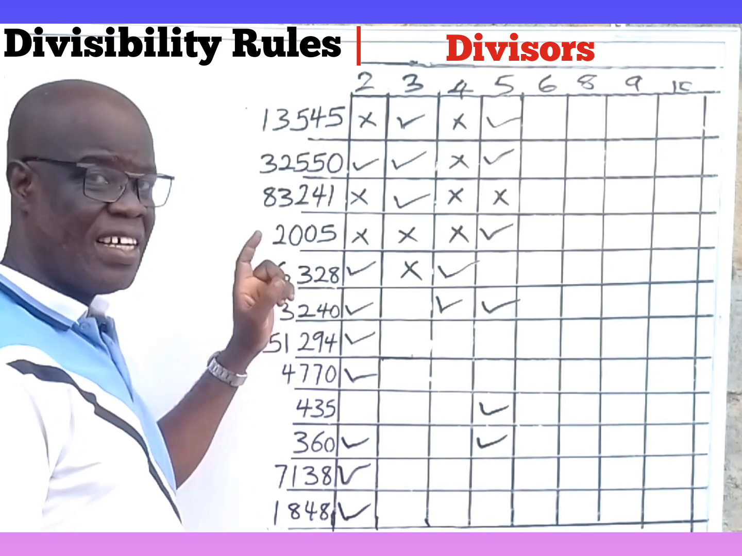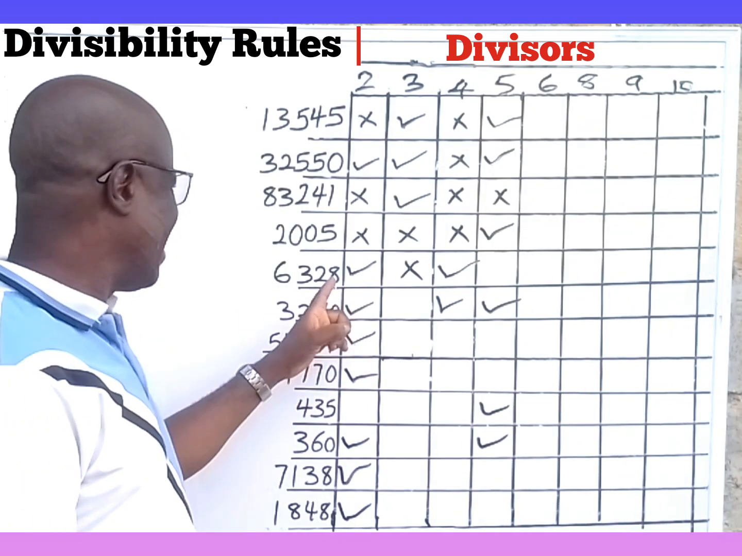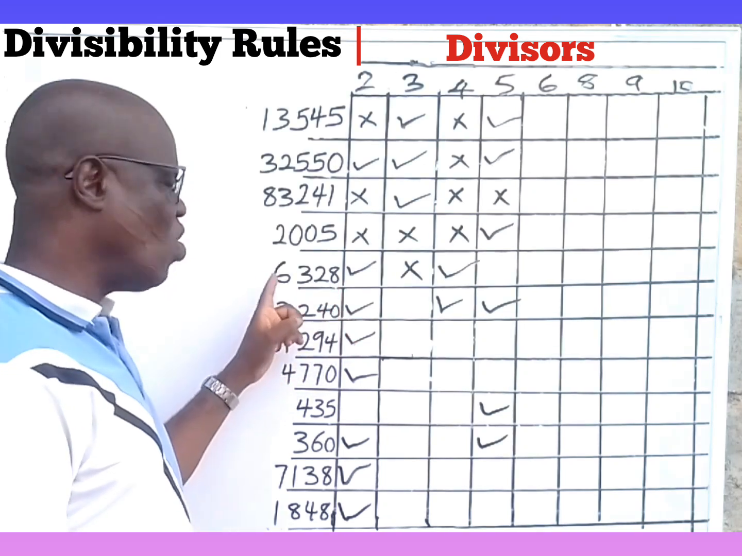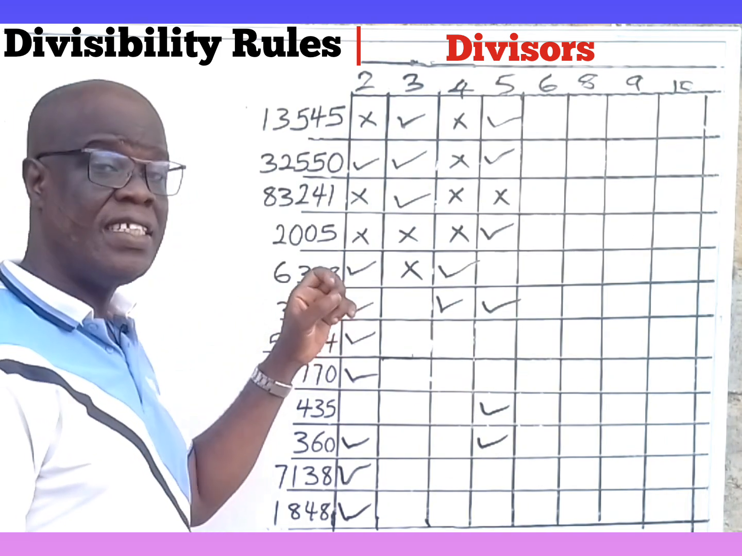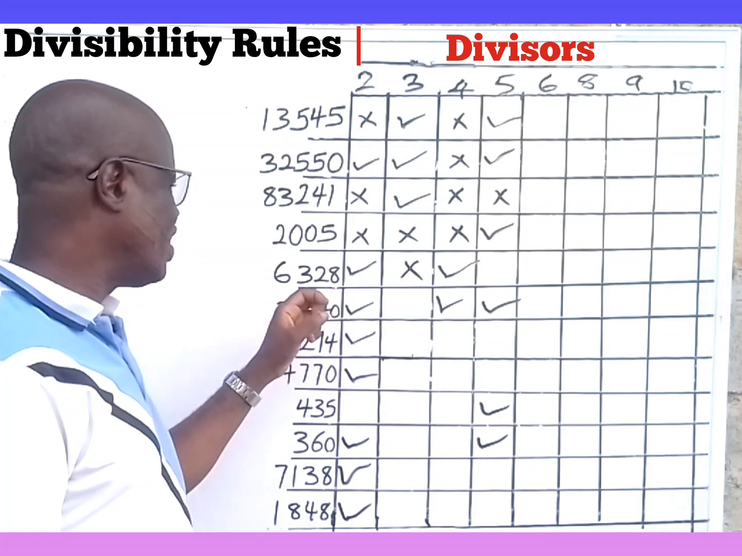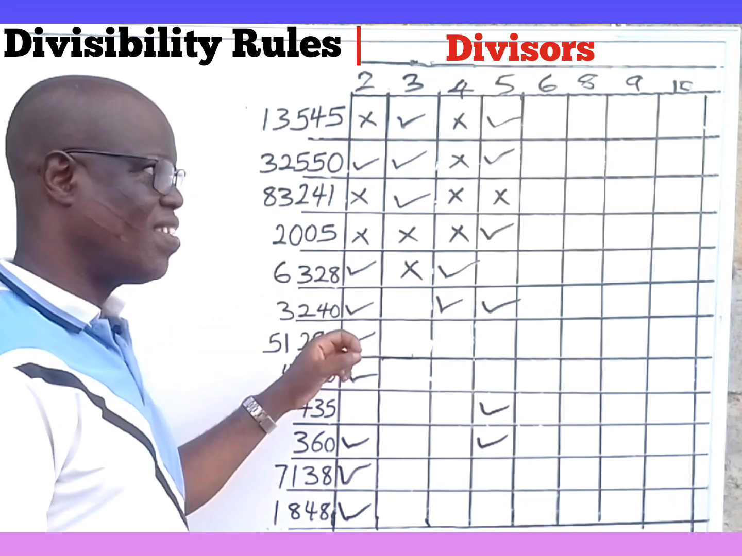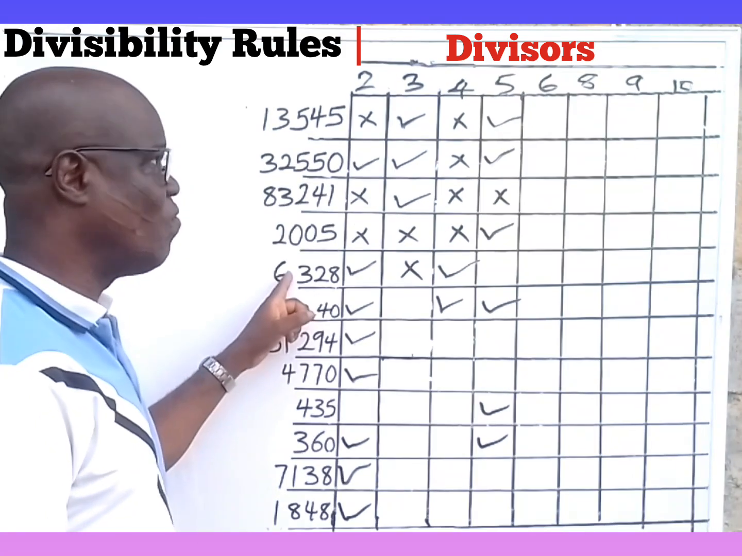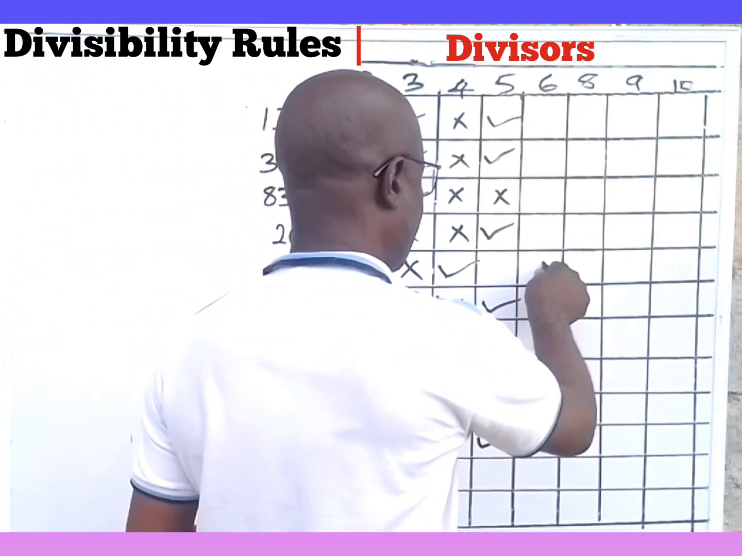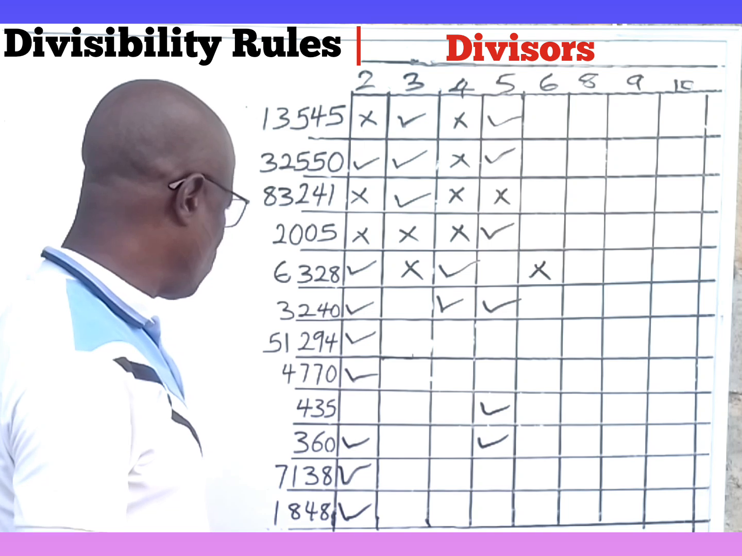So let's look at this. This is an even number. That's the first condition. Let's now look at the second condition. Add all the numbers together and divide by 3. 8 plus 2, 10. 10 plus 3, 13. 13 plus 6, 19. So this one is not divisible by 6. So let's look at another one.